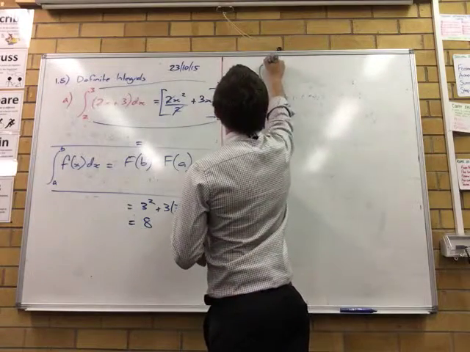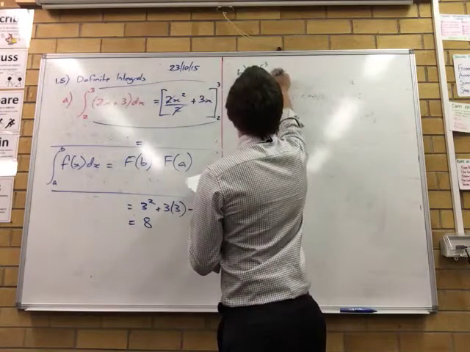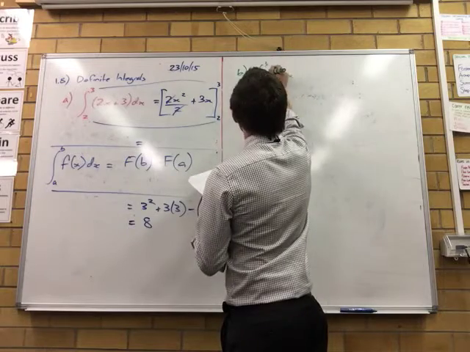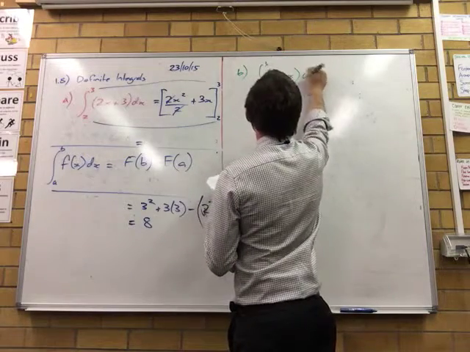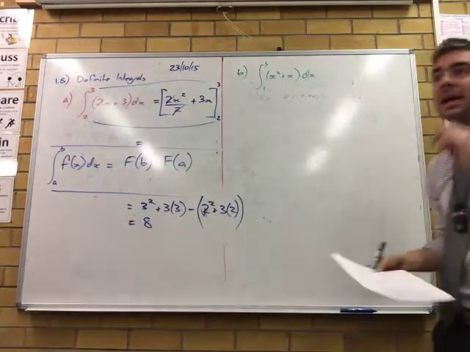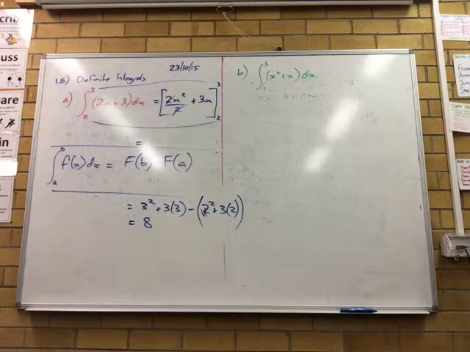Alright, integral from 3 to 1 of x squared plus x. What we're leading into is finding that exact area.